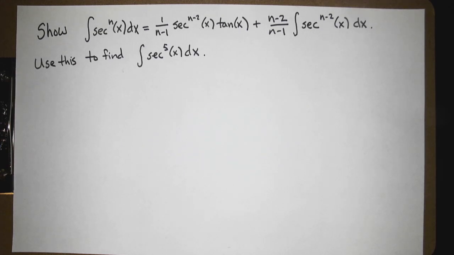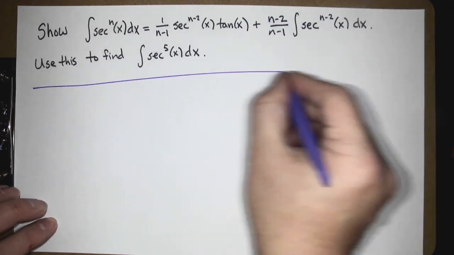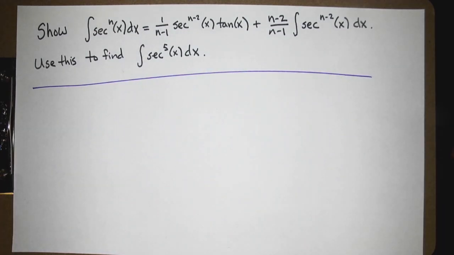Let me preface what we're about to say with the following warning. You do not need to memorize this. You do need to be able to derive it. We do not expect you to memorize this. So let's derive it, because it says show. Any thought on how we might be able to show this?